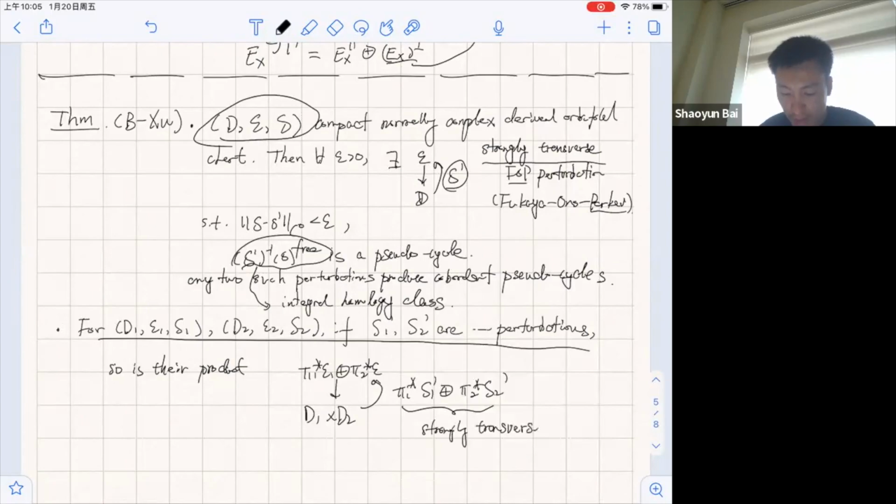So let me just comment on this notion of strongly transverse. It's not transversality in the usual sense. It's complicated. I could spend another hour explaining its definition. So it's not obvious at all to prove that their product is transverse, and that's the point of why we have such a statement.